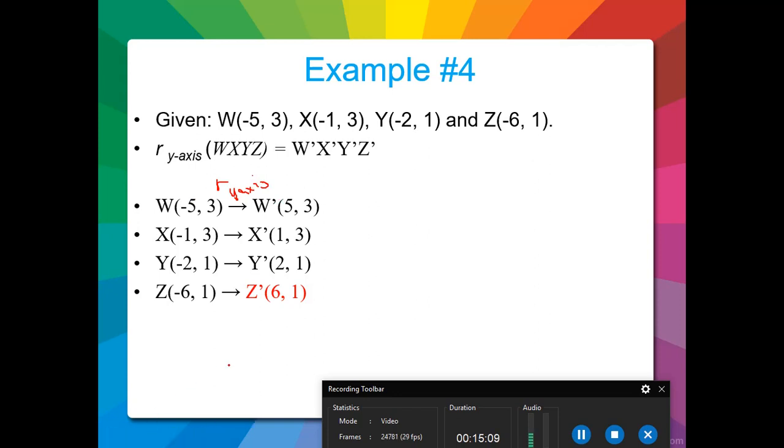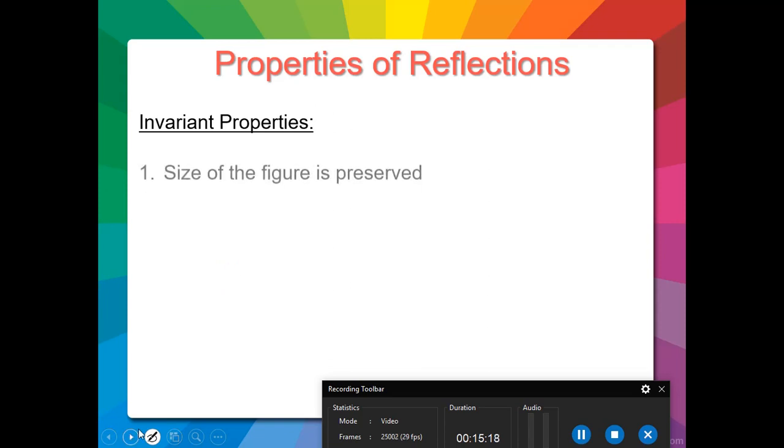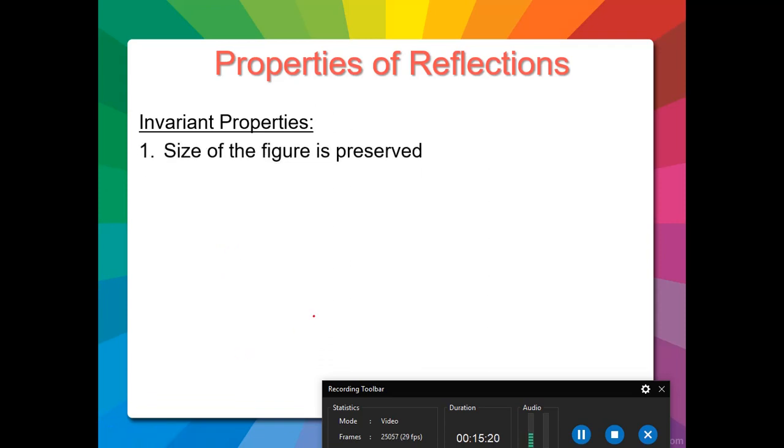So when we reflect in the x and the y-axis, let's look at the properties. Invariant properties are things that do not change. So the size of the figure is preserved. That is a word that they use quite often. They're just saying that it stayed the same. The shape of the figure is also preserved. When we reflect it, it's still the exact same shape.